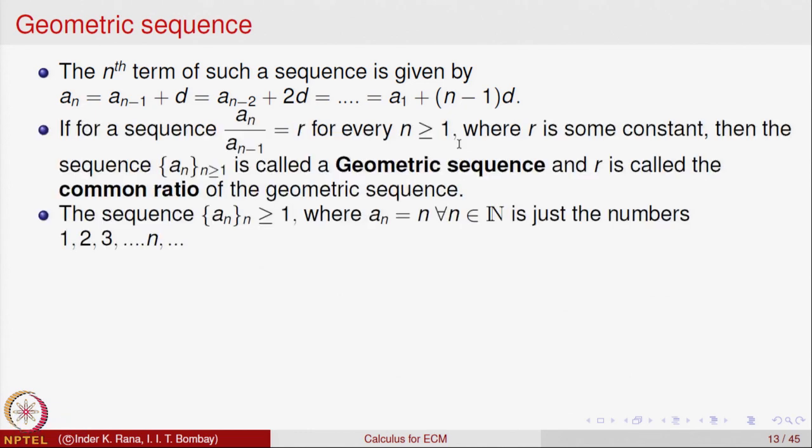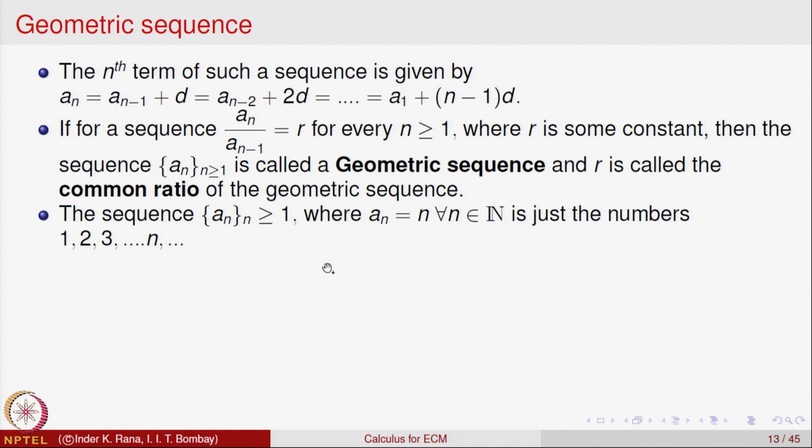We say a sequence is a geometric sequence if the ratio of two consecutive terms is the same. So, A n divided by A n minus 1 should be equal to r for n bigger than or equal to 1. There is no A0. So, a better way of writing that will be n bigger than or equal to 2, r is a constant. This is called a geometric sequence.